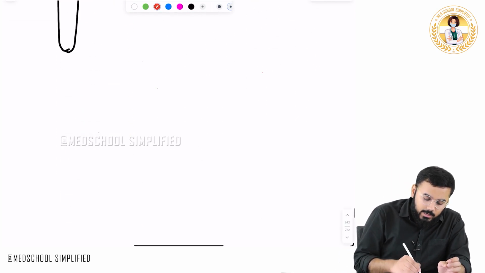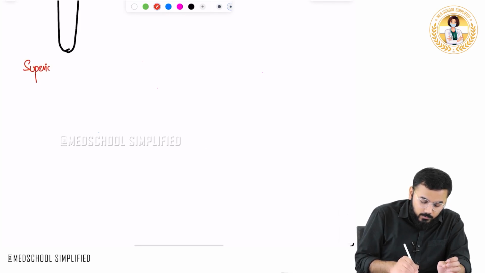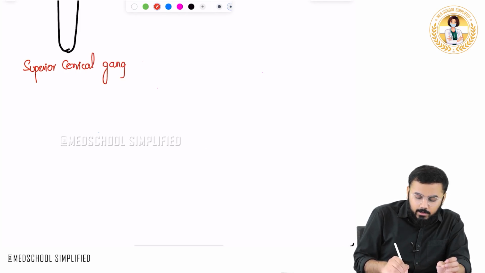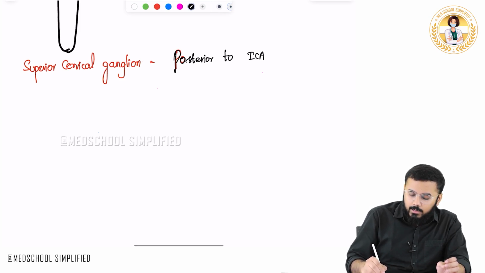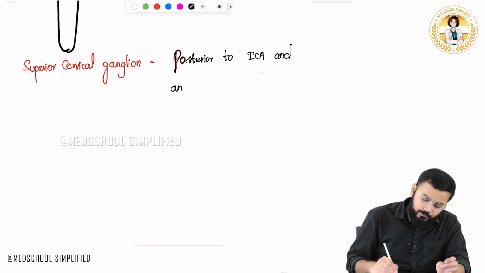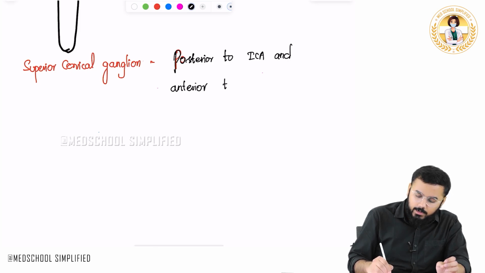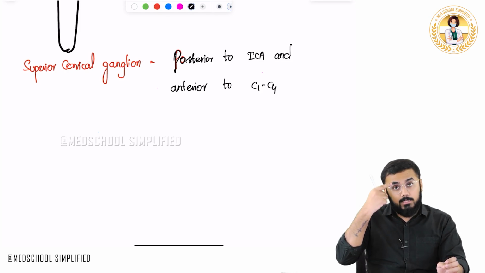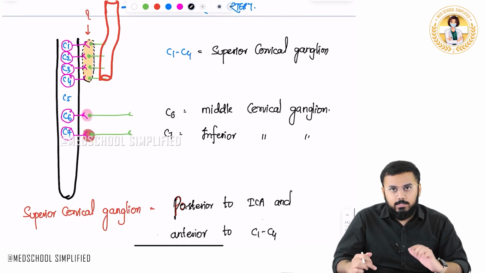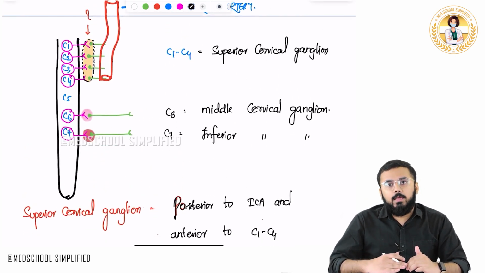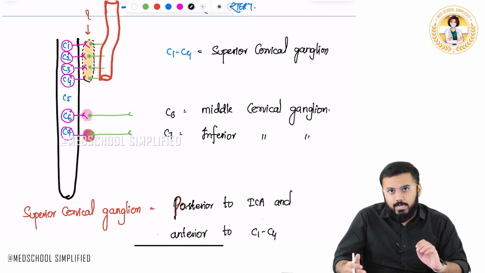So the superior cervical ganglion is located posterior to the internal carotid artery and anterior to the C1 to C4 spinal segments. Now we will discuss each and every ganglion and see which ganglion is supplying which organs. That is very, very important.